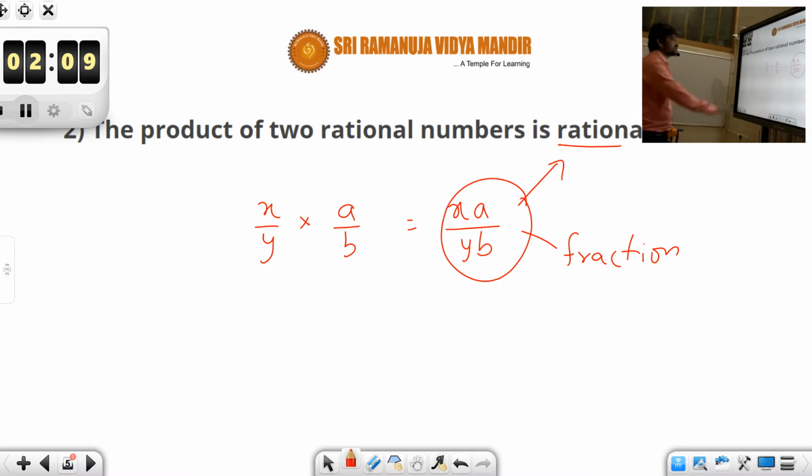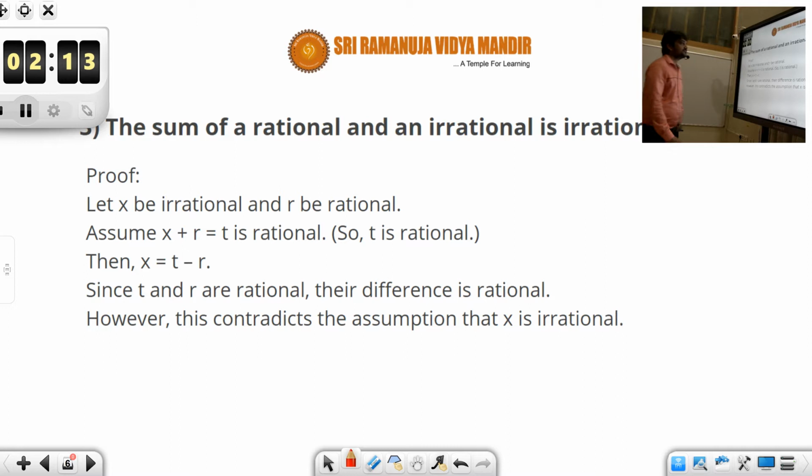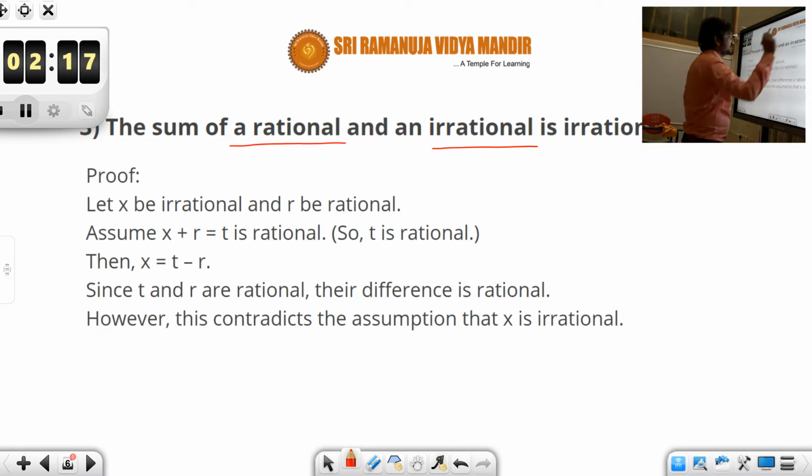Okay students, these are pretty straightforward questions. Now next look at our next question. The sum of a rational and an irrational is always irrational. How to prove it? Just now in our last class we have discussed how to prove some number as irrational. So similar procedure we will be following.